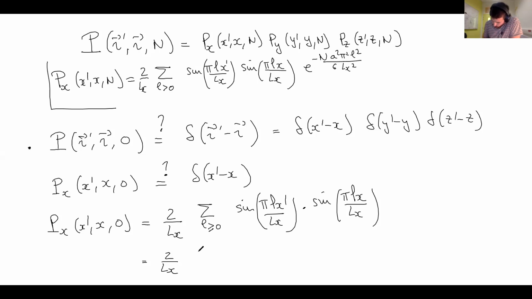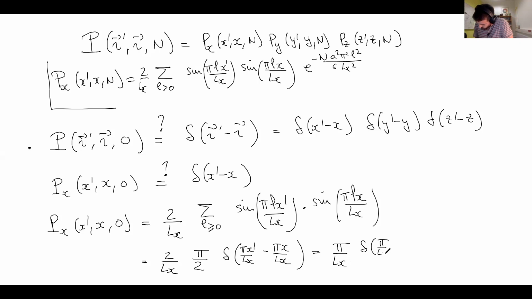This is then pi over 2 times the Dirac between the two elements. So pi x prime over Lx minus pi x over Lx, which can be rewritten this way. It's pi over Lx if I kill the 2's, and delta of pi over Lx times x prime minus x. And this, I can put that outside. So to put that outside, it's simply multiply by Lx over pi in front. And you see that they immediately again cancel out with what was already there. So it's really okay. I end up with the Dirac.